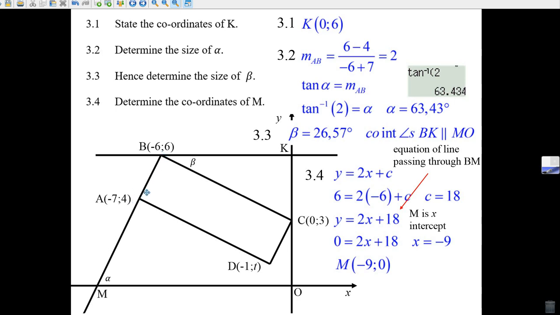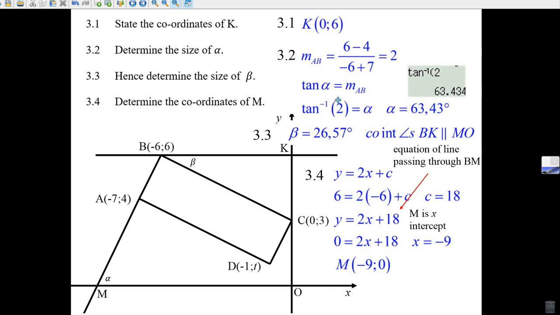And if I get the gradient and go shift tan of the gradient, it'll tell me the angle of inclination. The tangent of the angle is equal to the gradient. That's the big idea. See, there's A and B. Just find the gradient: 6 minus 4 over -6 plus 7. That looks like 2 over 1. That's 2. Shift tan of 2, my calculator tells me that alpha is 63,43 degrees, and that's your answer for alpha.